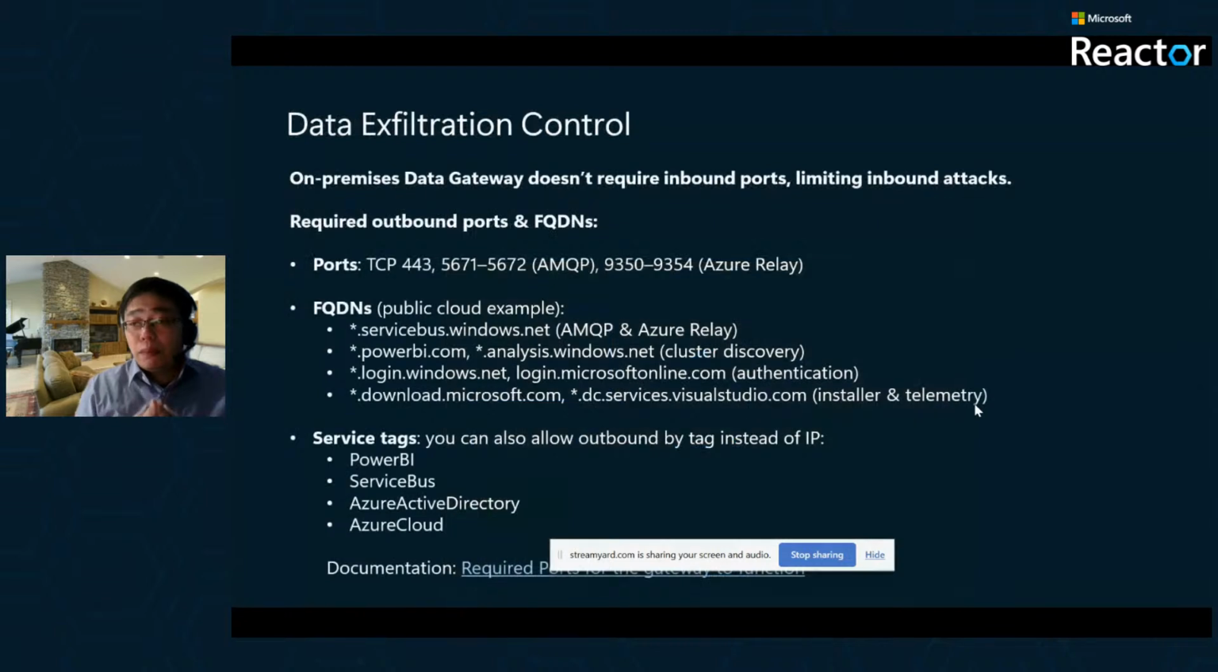The on-premise gateway enhances security by not requiring inbound ports, which reduces the risk of inbound attacks. However, to ensure proper functionality, certain outbound ports and fully qualified domain names are required. Alternatively, you can simplify the configuration by using service tags like Power BI, Service Bus, AD, and Azure Cloud, which allow outbound communications without specifying individual IPs.